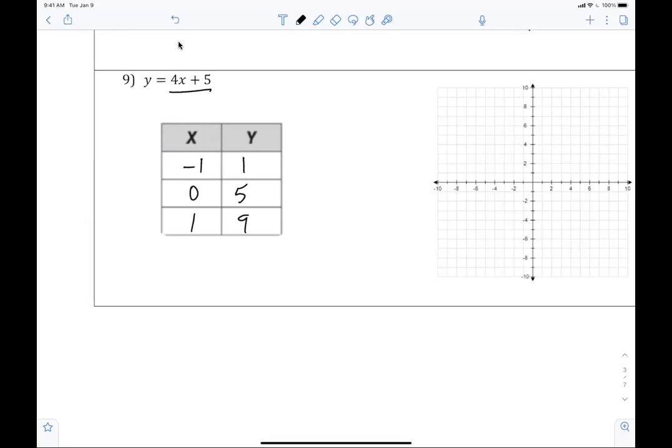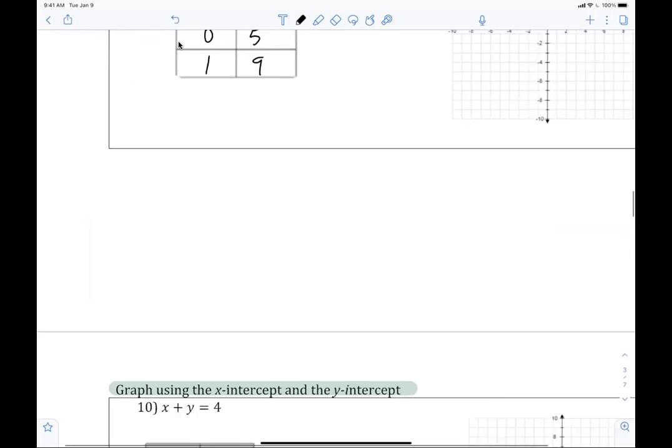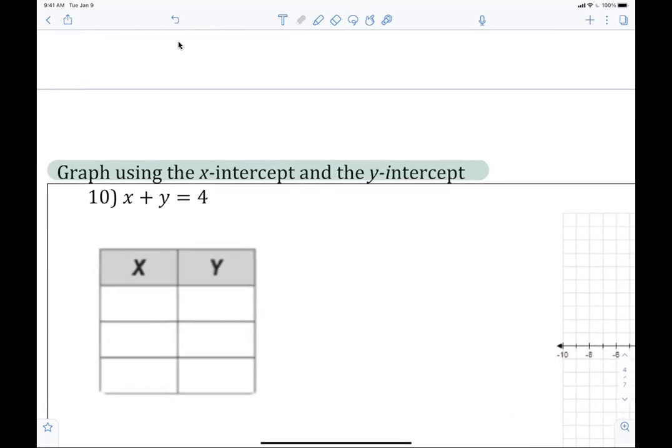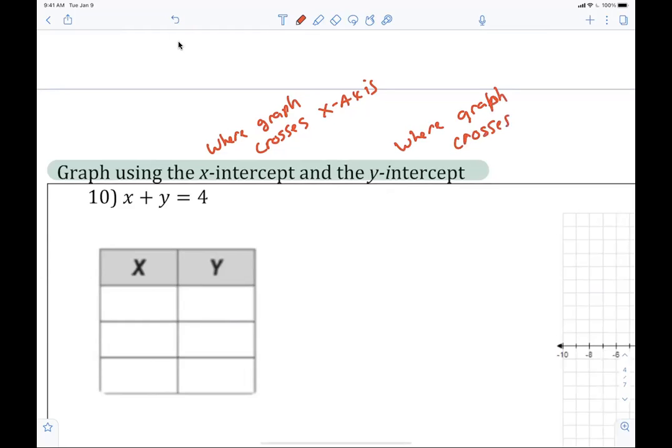You with me, Jackson? All right, now a new term. Next, number 10, x-intercept. Everybody write above x-intercept: where the graph crosses the x-axis. So what do you think the y-intercept is? That's right. Where the graph crosses the y-axis.